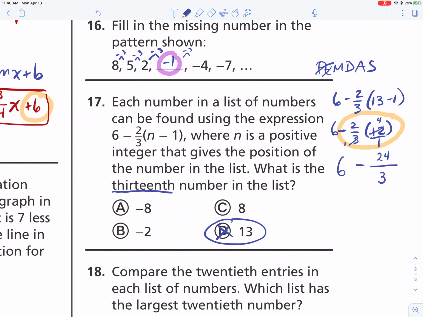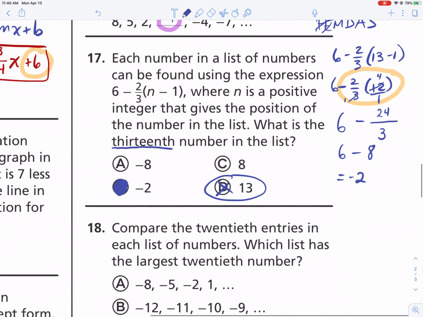So I still have a 6 here. 6 minus 24 over 3. Well, if we know our multiplication facts and our division, we know that 24 divided by 3 is going to give us 8. And so 6 minus 8 is going to give us negative 2. We go over to our multiple choice, and we see that one of our options, B, is negative 2.